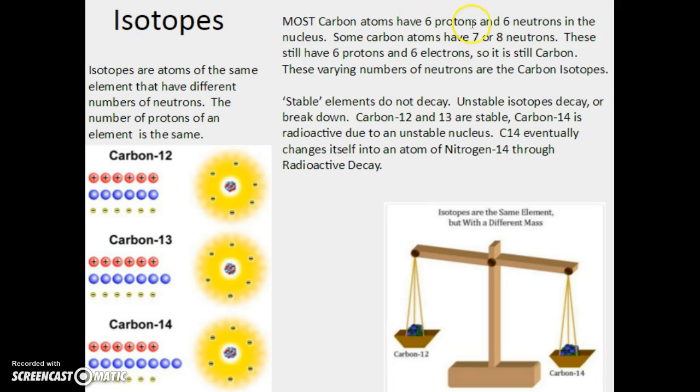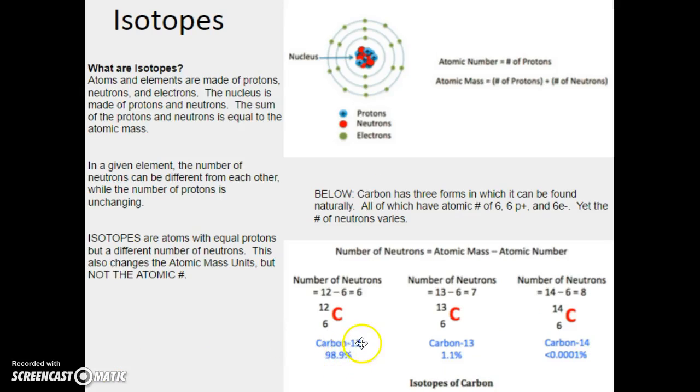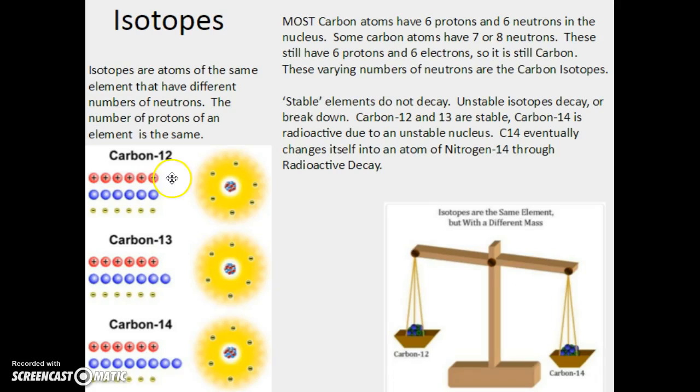Well, most carbon atoms have 6 protons and 6 neutrons, right? We can see that when I look at this picture. About 99% of all carbon, the most common form, is carbon 12. But they're not all. Some carbon atoms have 7 or 8 neutrons, and these still have 6 protons and 6 electrons. So it's still carbon, but these varying numbers of neutrons are the carbon isotopes.